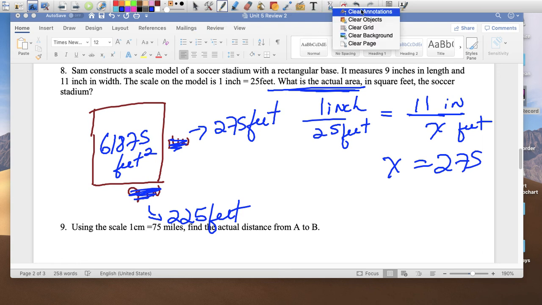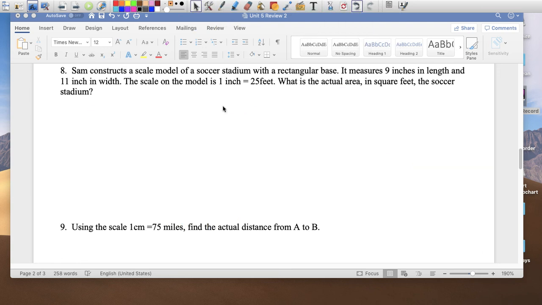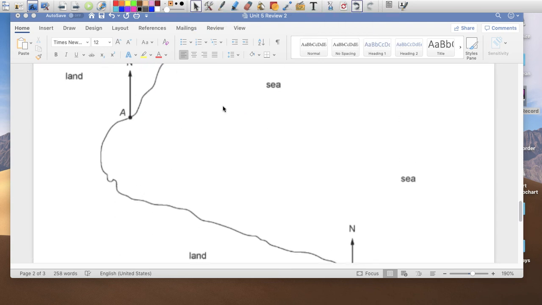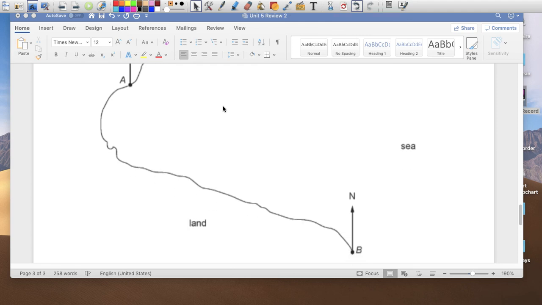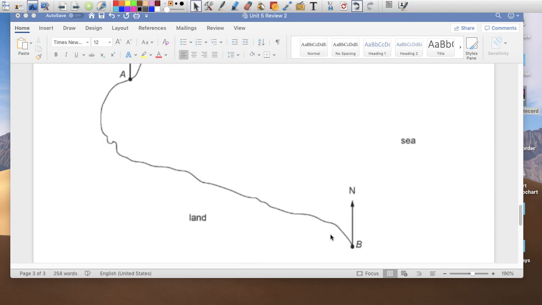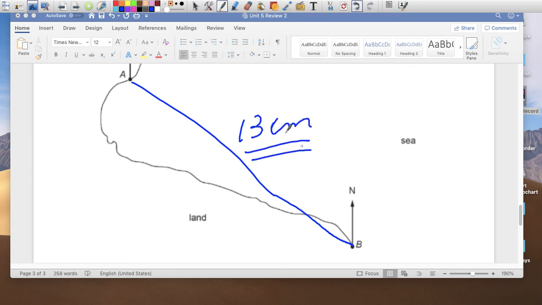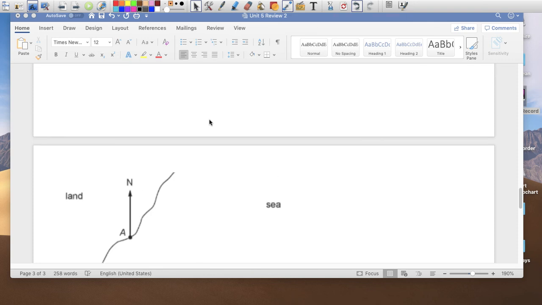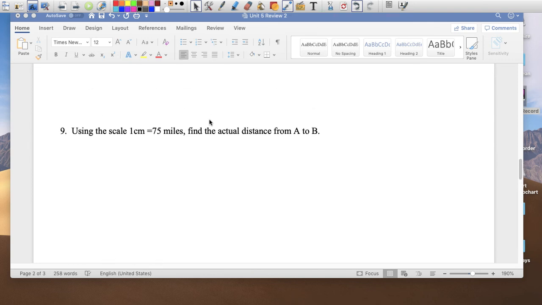Okay. One more question. Use a scale. So if you use a scale for this map using a ruler and you measured in centimeters, you would have gotten that the distance between A and B as a straight line, where's B? Right here. If you measured that, it would have equaled, hopefully everyone got the same, 13 centimeters. So on the map it's 13 centimeters, which means in real life it's, I don't know, let's find out.